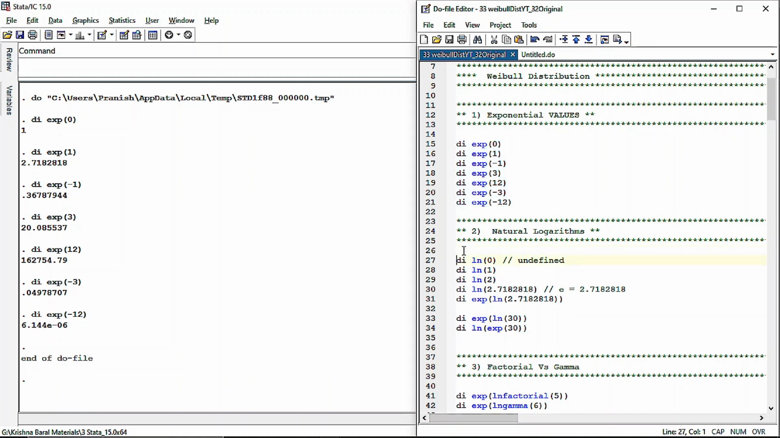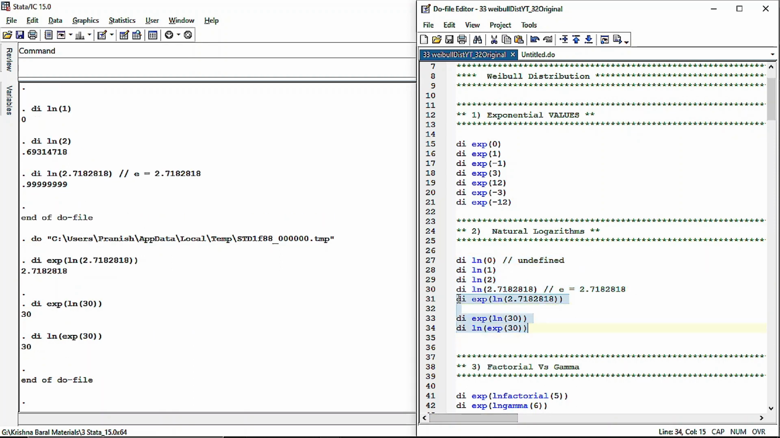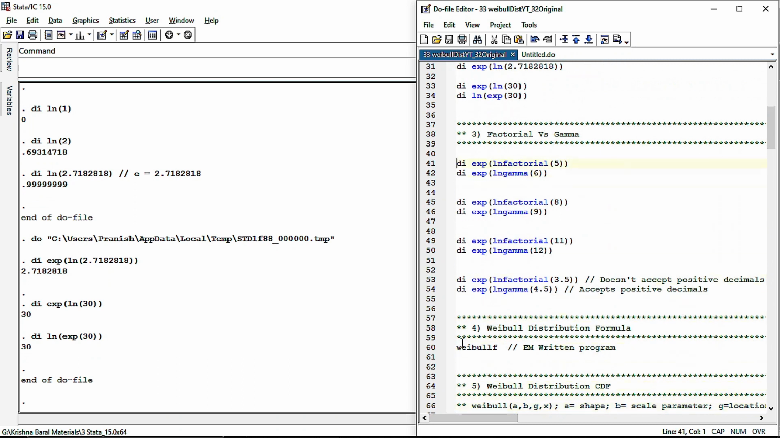Now let us see another useful function, natural logarithm. In natural logarithm, the base is the Euler number itself, and let us calculate the value of natural logarithm. We cannot calculate the natural logarithm of 0. Natural logarithm of 1 is 0 because e to the power 0 is equal to 1, and the natural logarithm of the base, that is the Euler number, is 1. As exponential and logarithm are inverse to each other, that is why in such a case we get the result as the input itself.